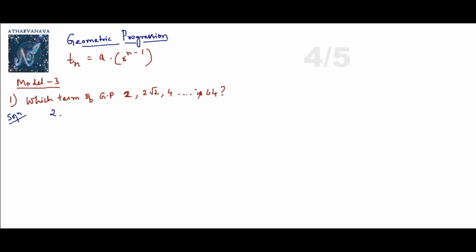First we will write the sequence again, 2, 2 root 2, 4, and so on, 64. For our convenience, we can rewrite 2 root 2 as root of 8 also, but if you wish to keep it like that, no confusion. A is equal to 2. R is second minus first, so 2 root 2 by 2. If you cancel the 2, you will get root 2. So R value is root 2.